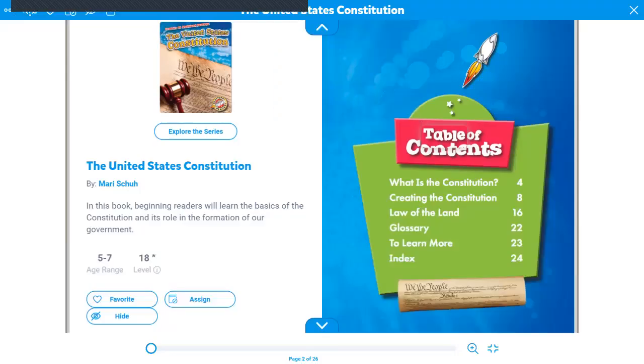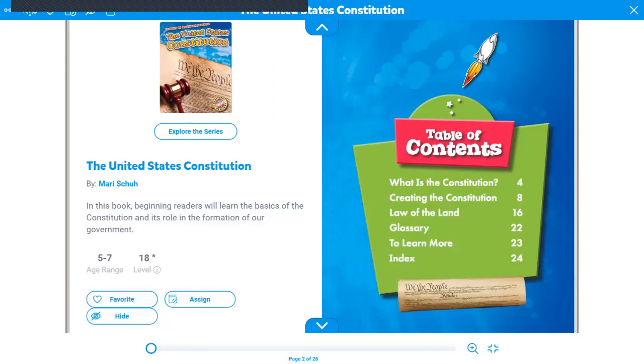We have been learning all about the United States Constitution for Constitution Day. Today, we are going to read a book called The United States Constitution. And in this book, we can find out what it's about by looking at the table of contents. And this gives us a little bit of insight on what we can expect from this book.